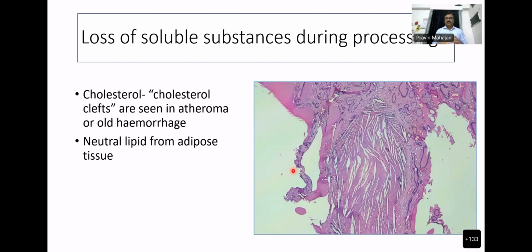But the very good example, if I have to give one, is normal adipose tissue. If you see the lipid cells, the adipocytes look quite vacuolated, a complete vacuole, because the lipid within the cells has got washed off during the processing.